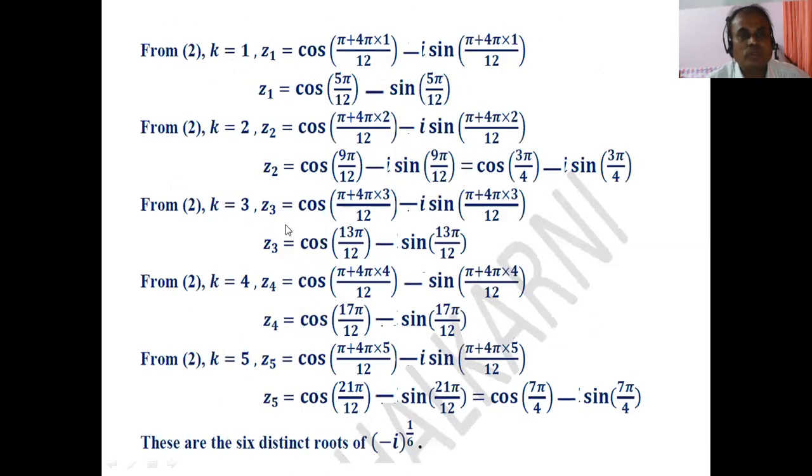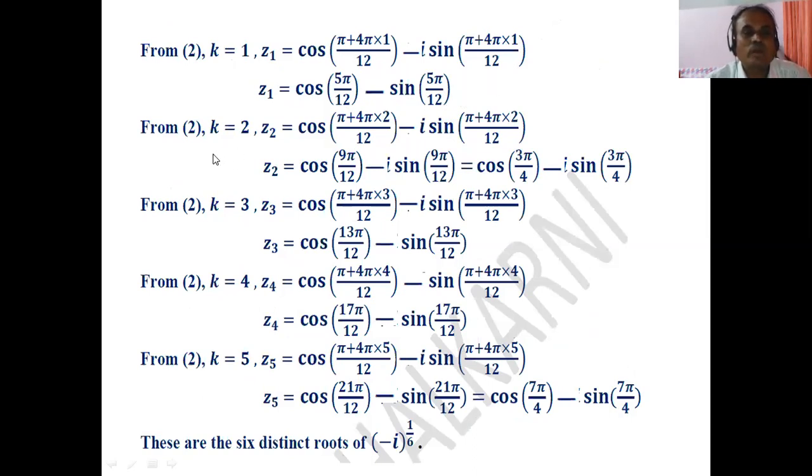Now we put k equal to 1 in equation 2. Now, from 2, z1 is equal to cos of (pi plus 4 pi into 1) upon 12 minus i sine (pi plus 4 pi into 1) upon 12. And therefore we simplify this: 4 pi plus pi is 5 pi, and therefore cos of 5 pi upon 12 minus i sine of 5 pi upon 12. Now this is the second root of the given complex number.